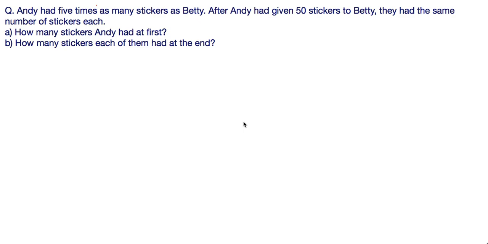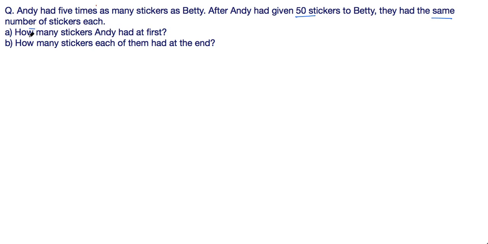So today we will be solving another word problem on whole numbers. Let's start with reading the question first. The question is, Andy had 5 times as many stickers as Betty. After Andy had given 50 stickers to Betty, they had the same number of stickers each. So at the end they have the same number of stickers.